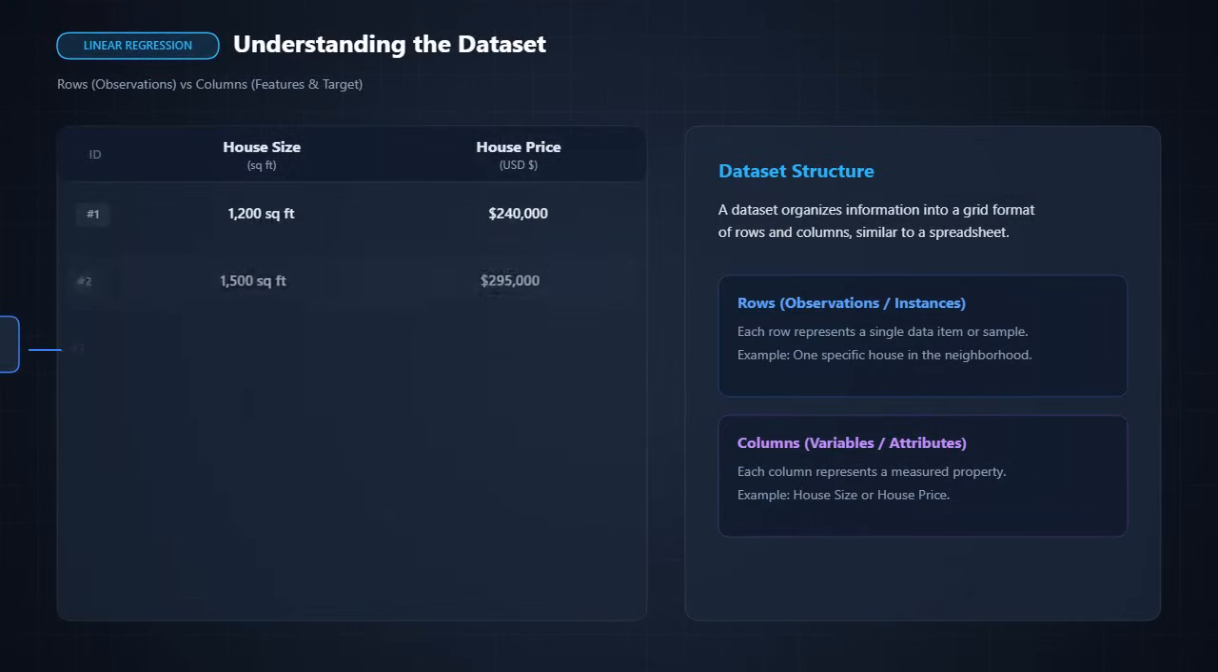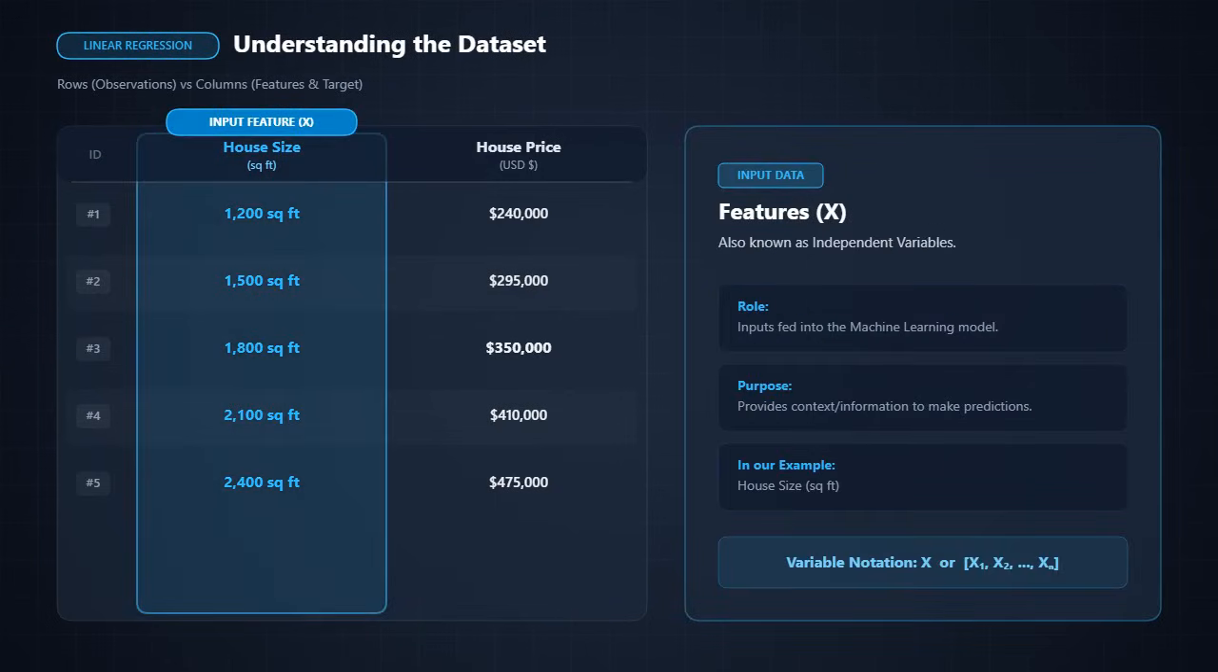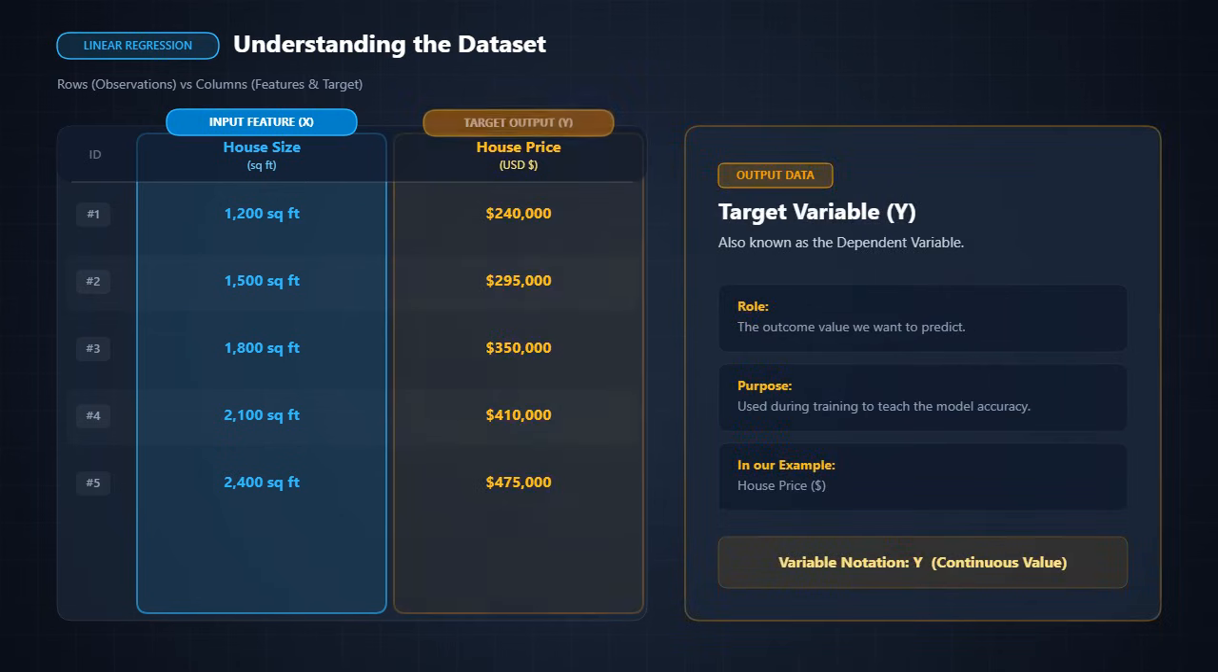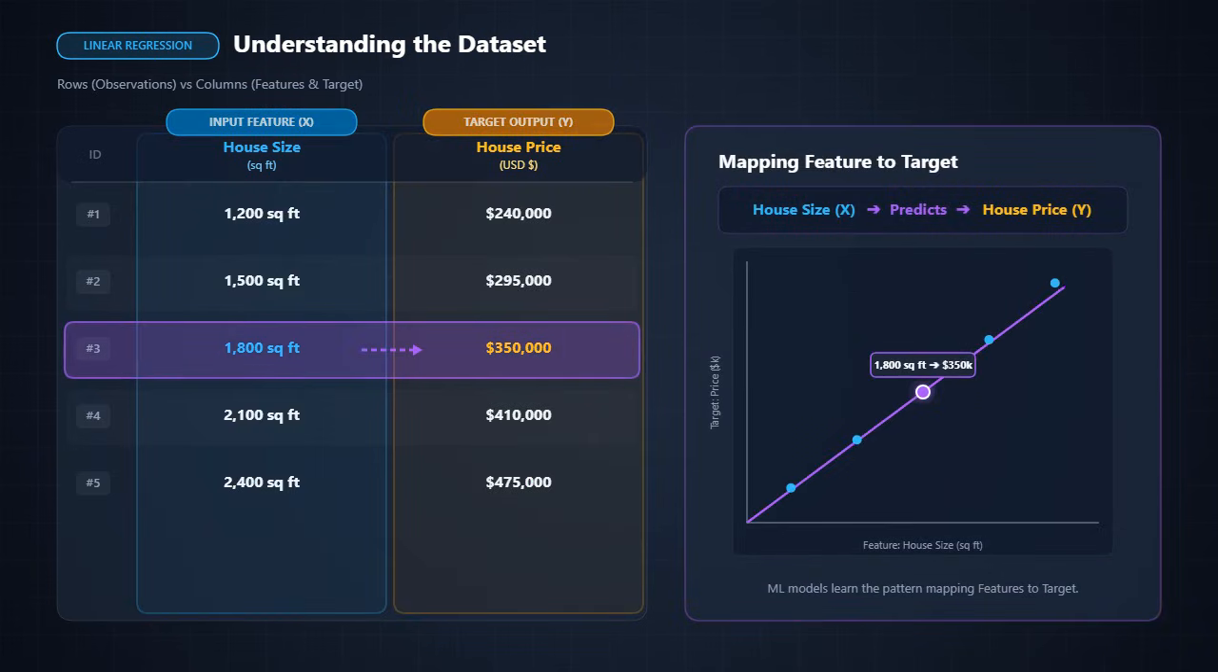Before going deeper, let's understand how a dataset is structured. A dataset is made of rows and columns. In machine learning, we call the inputs features or independent variables. We call the output we want to predict the target or dependent variable. In our example, the feature is the house size, and the target is the house price.